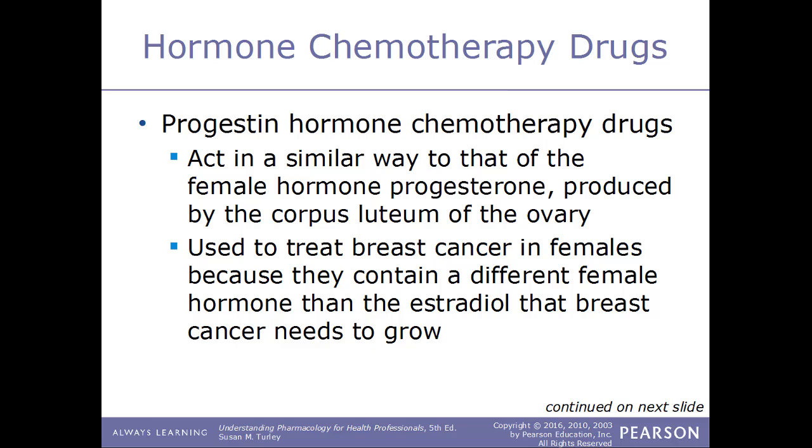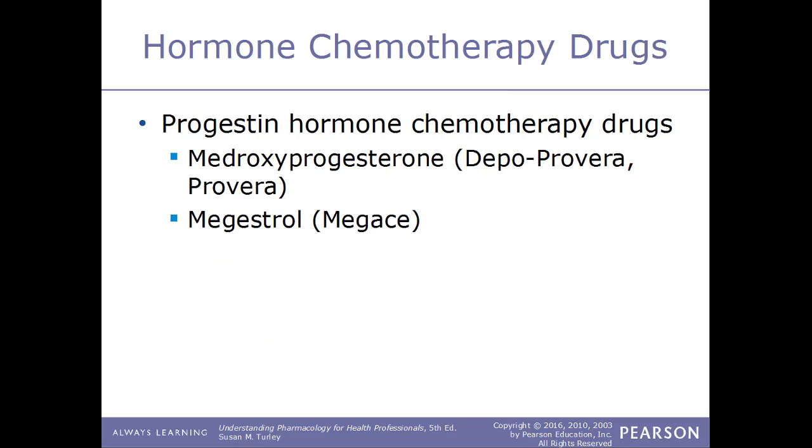Another example of hormone chemotherapy drugs are the progestin hormone chemotherapy drugs. Now these act in a similar way to that of the normal female hormone progesterone, which is produced by the corpus luteum of the ovary. And this is used to treat breast cancer in females because they contain a different female hormone other than estradiol, which is what the breast cancer needs to grow. And some examples of this kind of drug would include medroxyprogesterone, also known by the names Provera, Depo-Provera, and megestrol, also known by its trade name Megace.